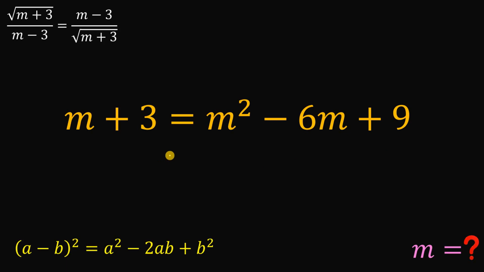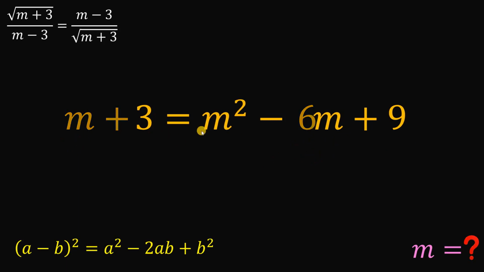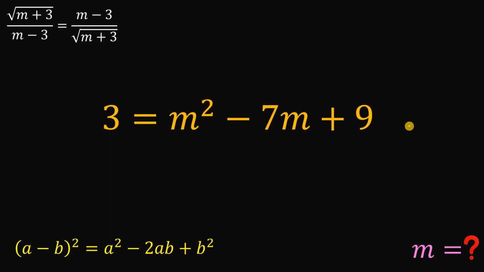Now at this point, let's combine like terms. First, let's subtract m on both sides. This will give us 3 equals m squared minus 7m plus 9. And then subtract 3 on both sides. So this will give us 0 equals m squared minus 7m plus 6.